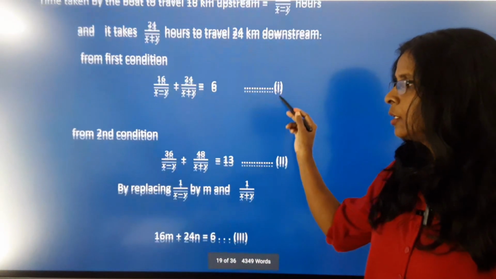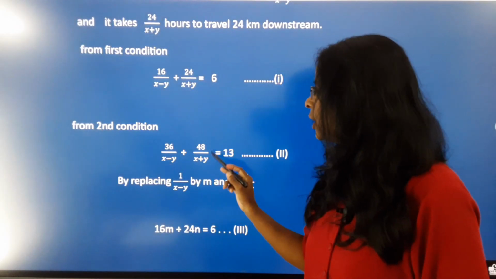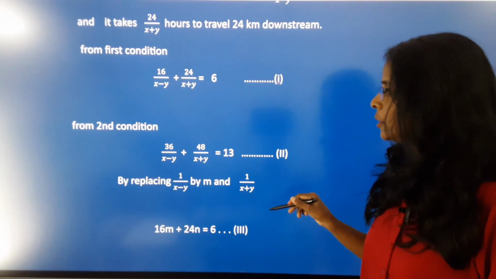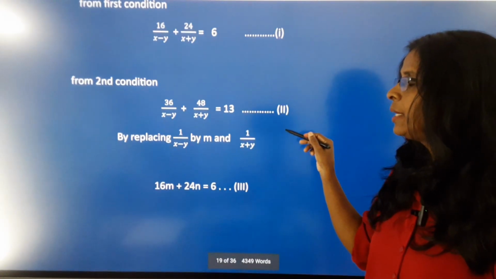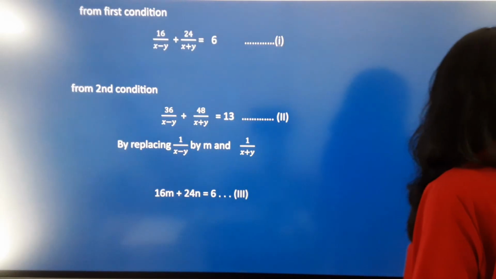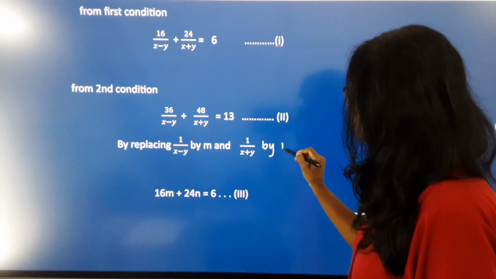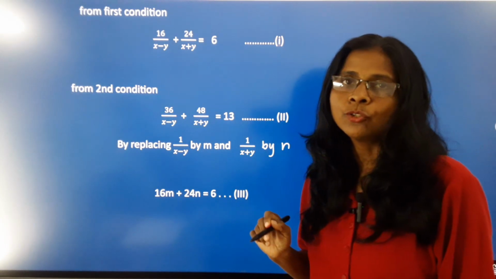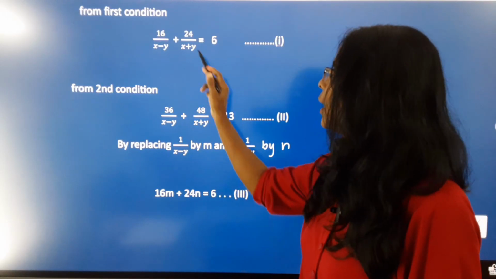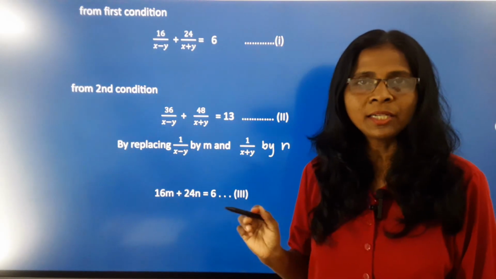Now from the second condition, we have 36 upon x minus y plus 48 upon x plus y is equal to 13, which is called the second equation. Now, by replacing 1 upon x minus y by m and 1 upon x plus y by n. Because in the equations there is 1 upon x minus y and also 1 upon x plus y, so we replace them by m and n respectively.